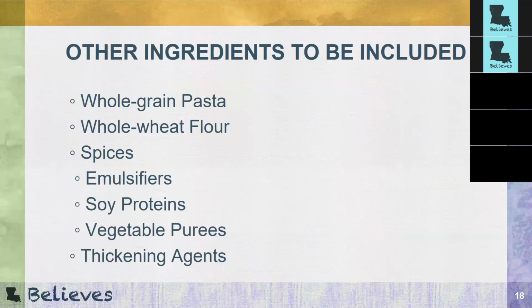What are the other ingredients to be included? Describe what other ingredients are included in the product, such as whole grain pasta, whole wheat flour, spices, emulsifiers, vegetable purees, and thickening agents. If you don't specifically list an ingredient, you should not expect it to be in the product ingredients. Be careful, though, of being too specific, because you may not find a product that meets your specifications.